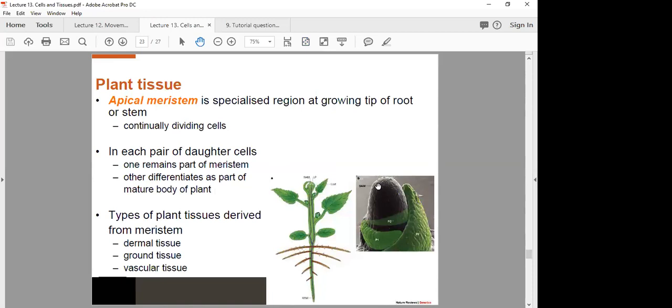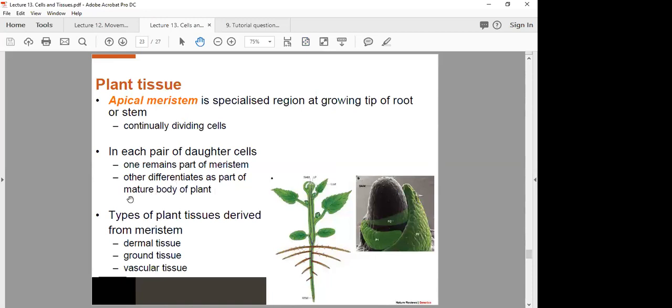It's just a small group of undifferentiated cells here, and each of those cells will divide to produce 2 cells, and those 2 cells are called daughter cells. One of the 2 daughter cells remains undifferentiated, so it remains as part of the meristem, and the second of the 2 daughter cells will differentiate to form part of the mature body of the plant.